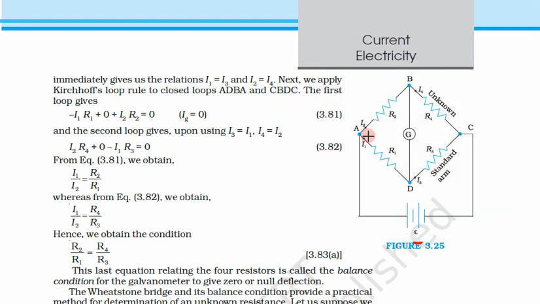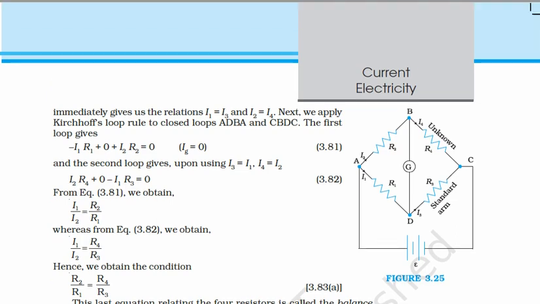We have four resistances R1, R2, R3 and R4. Currents in these resistances are I1, I2, I3 and I4. Between points B and D a galvanometer is connected, and between diagonally opposite points A and C a source is connected. So this is the construction of our bridge.